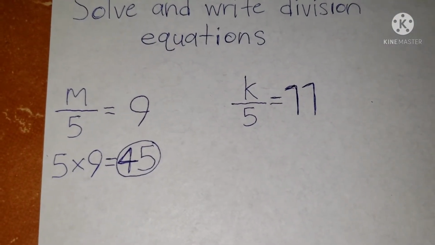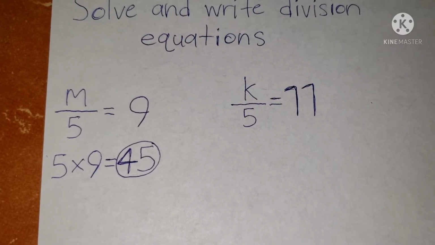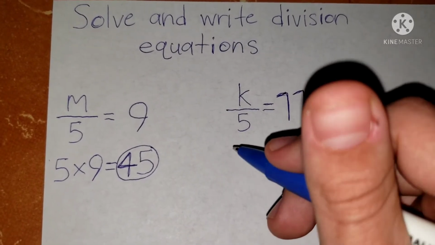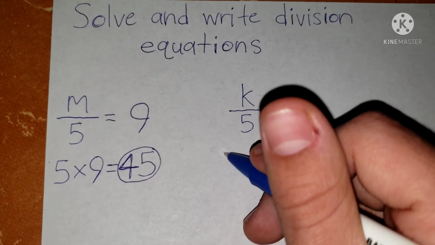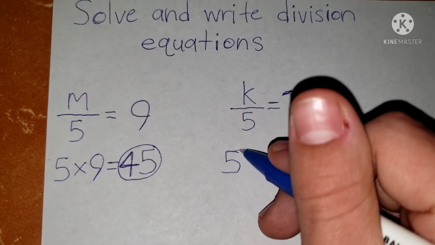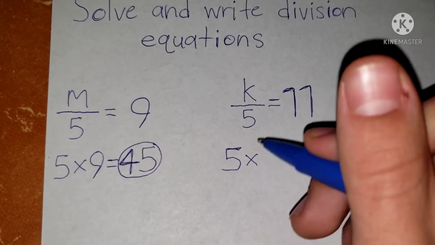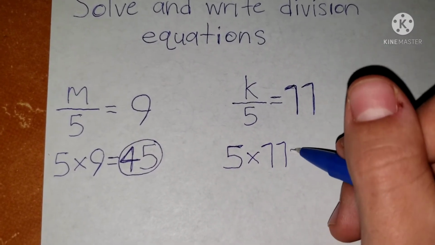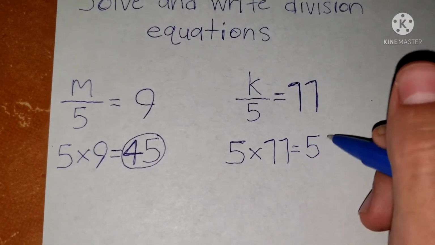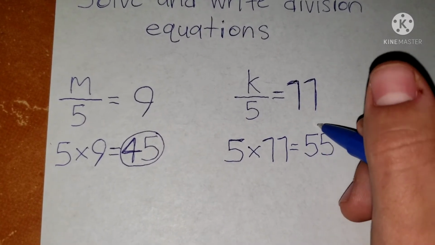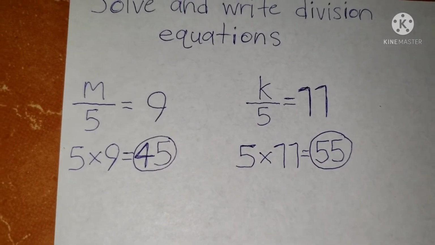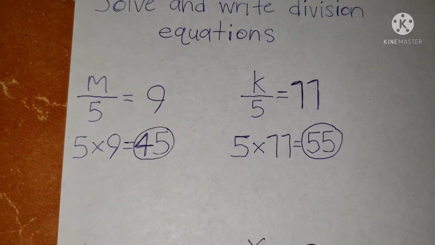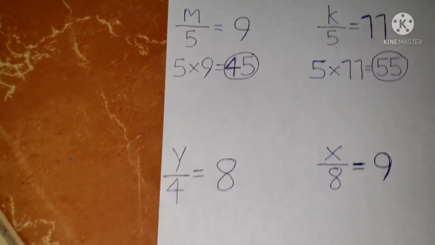So k over 5 equals 11. What do you do? Again, you multiply, so it'll be 5 times 11, and the final answer would be 55. So 5 times 11 is 55.